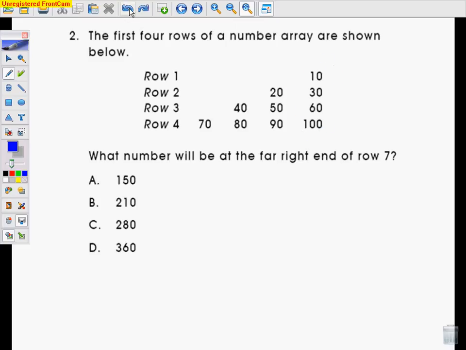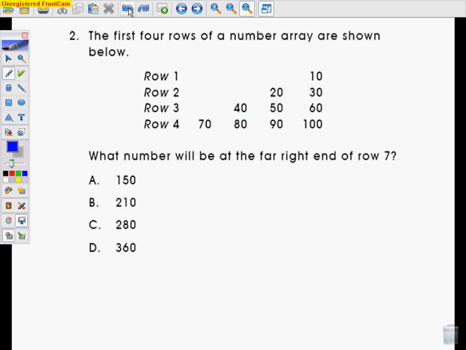Now, a couple things you should notice about this array. Going from one row to the next, and from one column to the next, you're increasing numbers by 10. 10, 20, 30, 40, 50, 60, and so on. So we're increasing by 10 every time.